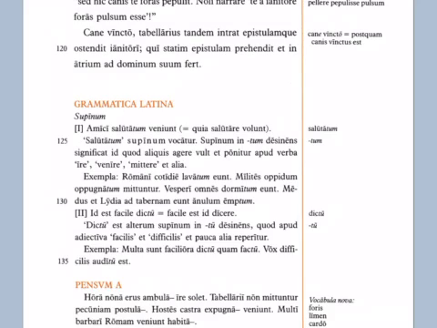Okay. Going on. Id est facile dictu. It is easy to say. Facile est id dicere. They gloss it, which means it is easy to say it. All right. Dictu est alterum supinum. Dictu is another supine. In tu desinens, ending in tu. Quod apud adjectiva facilis et difficilis et pauca alia reperitur, which is found with the adjective facilis, easy, and difficilis, hard, and a few others.